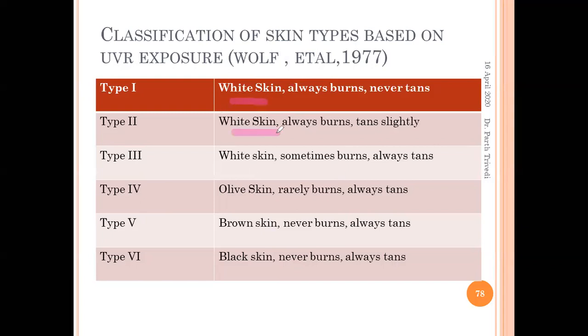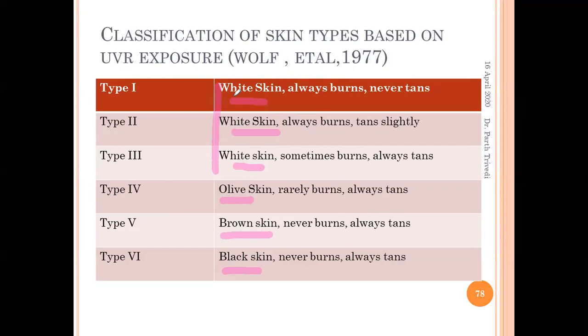Type 1, type 2, and type 3, all of them are white skin. Type 4 is olive skin. Type 5 is brown skin. And type 6 is black skin. So there are 6 types of skin, and in that 1, 2, and 3 is white skin. Type 4 is olive skin. Type 5 is brown skin. And type 6 is black skin.